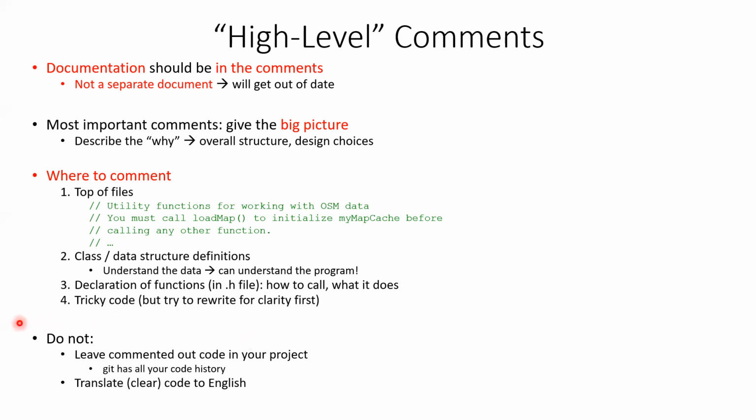And do not leave commented out code in your project. If you need to keep a record of your code, all of your code history is stored on Git. You can just go back to your previous commit to see your old code. And if you need to use it, just make sure when you are submitting, don't have them. Try to clean up your code before submission.